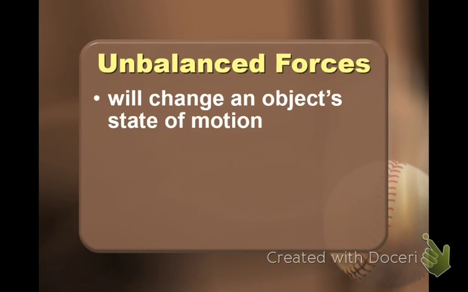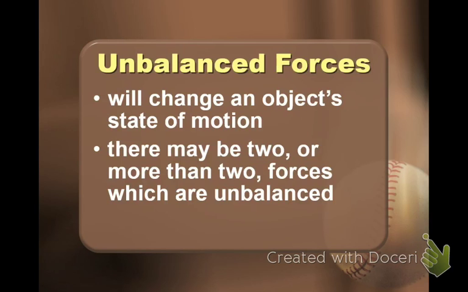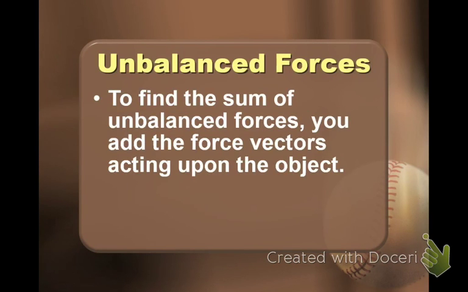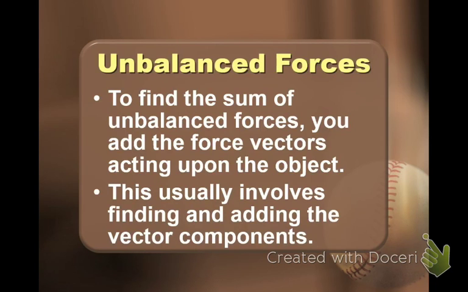When you have unbalanced forces, this will change an object's state of motion. There may be two or more, or maybe even more than that, forces that could be unbalanced. To find the sum of an unbalanced set of forces, you add the force vectors acting upon the object. Usually this involves finding and adding the vector components. So if you had a force of 2 newtons in the 0 degree and 2 newtons in the 90 degree, then you could find whatever the resultant force is if you add those unbalanced forces.